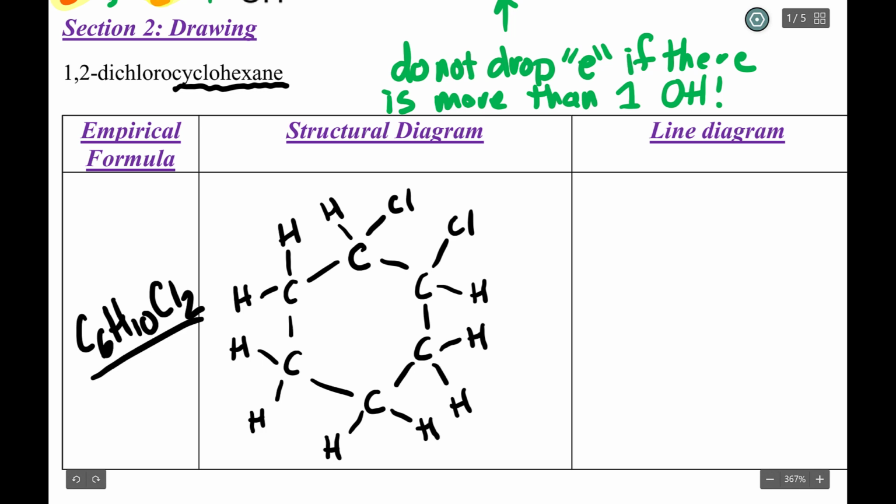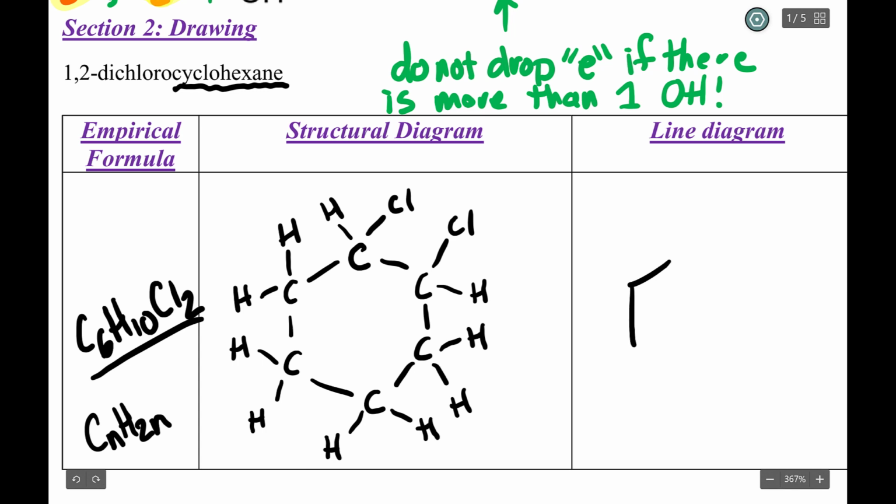Now, this makes sense. When you have a cyclic alkane, it would be CnH2n. This is a cyclic alkane where 2 of the hydrogens were replaced with 2 Cls. And so when I do the grand total of hydrogens and chlorines, it comes out to 12, which is twice the size of 6. So I know that this makes sense and I'm on the right path.